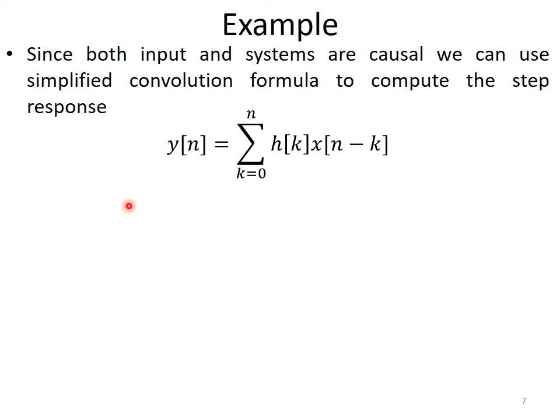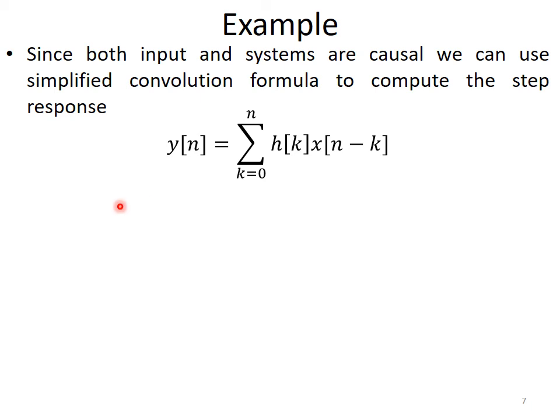So y of n is equal to the sum from k equal to 0 to n of h of k into x of n minus k. You can also use the other version of this formula, which is x of k into h of n minus k, right? The answer in either case should be the same. So y of n equal to the sum from k equal to 0 to n of h of k into x of n minus k.